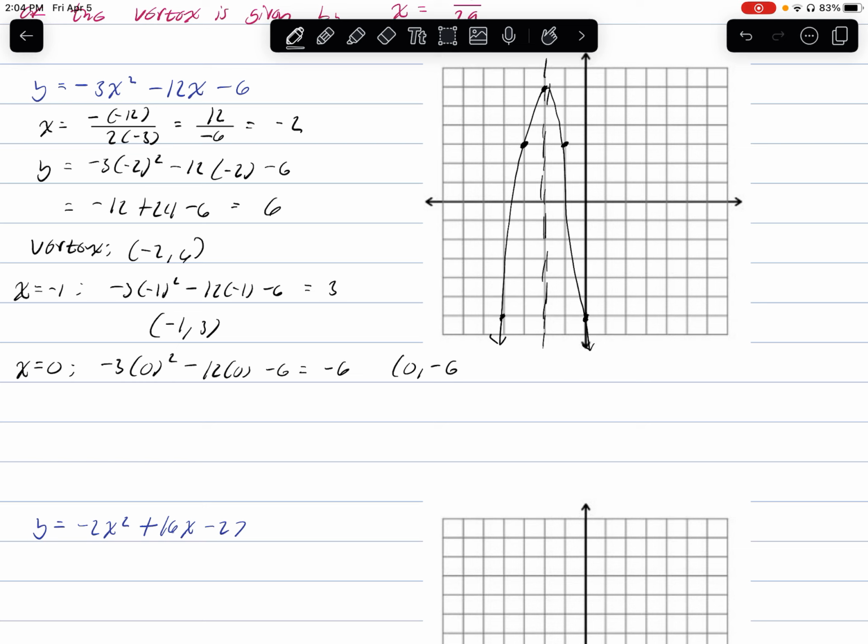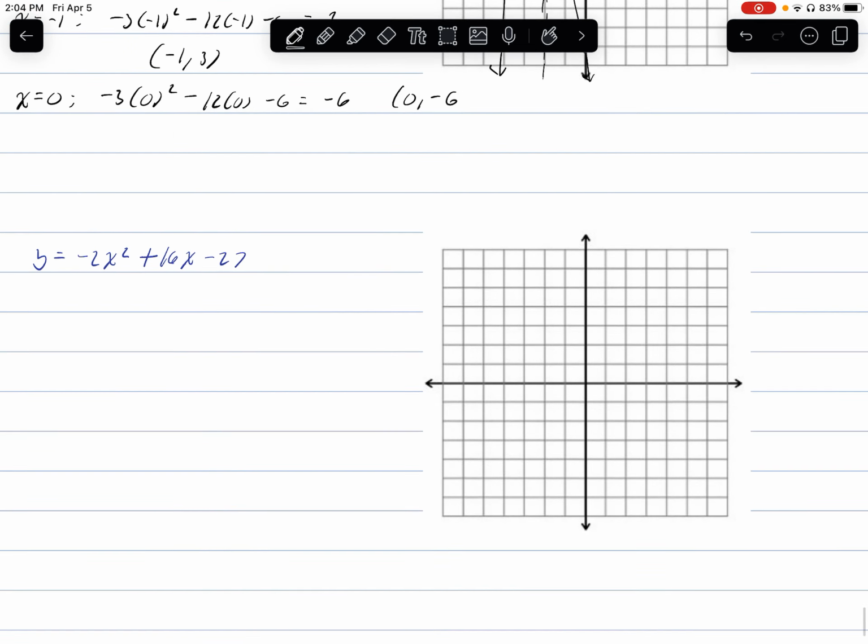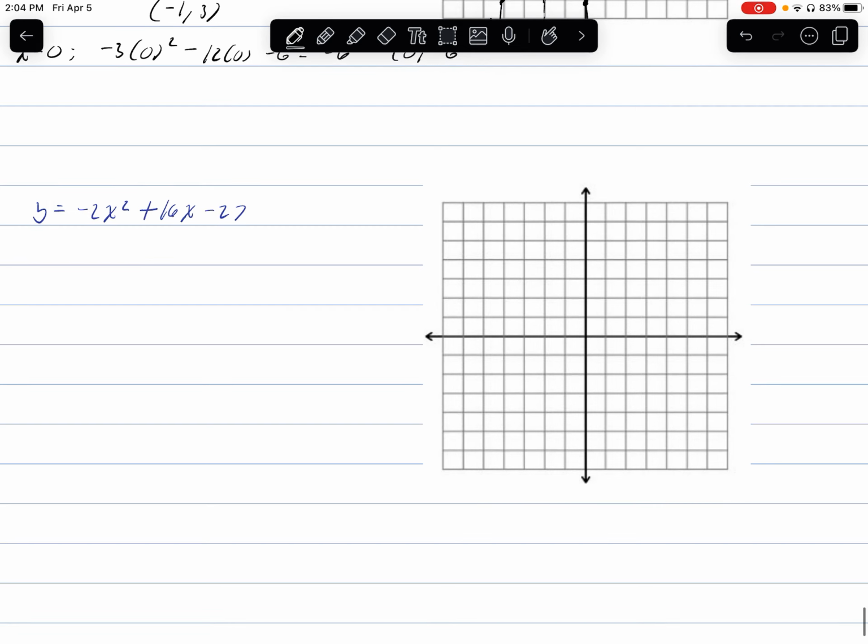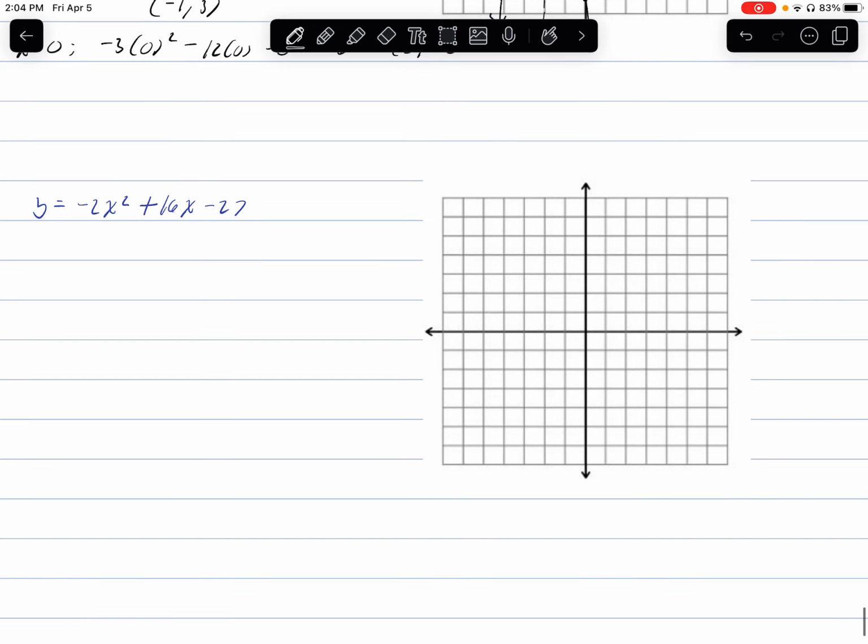Okay, let's try another one. Here we have y equals negative 2x squared plus 16x minus 27. For this one, if we use x equals negative b over 2a for the x component of our vertex, we'll get x equals negative b, which is negative 16, over 2 times negative 2. So we're going to get negative 16 over negative 4, sorry, which is just going to be positive 4.